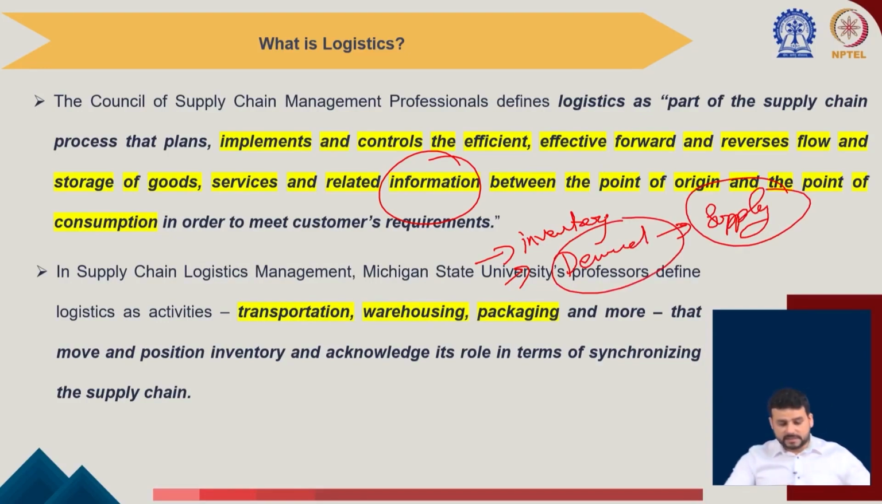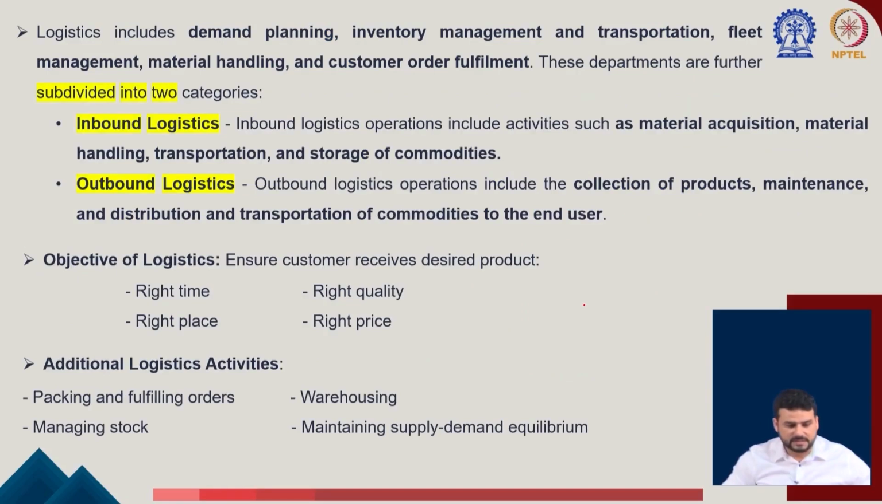Under logistics, we majorly talked about three functional areas. One is transportation, another is warehousing and packaging, and one more is final distribution. So these are some of the parts we discussed under logistics. Now logistics includes demand planning, inventory management, transportation, fleet management, material handling, and customer order fulfillment.